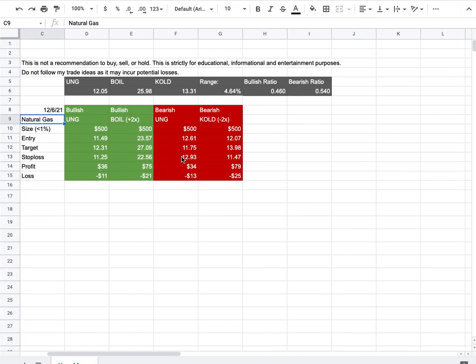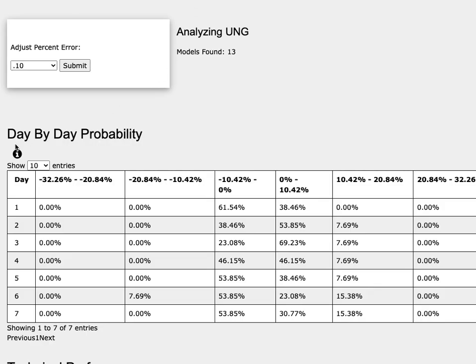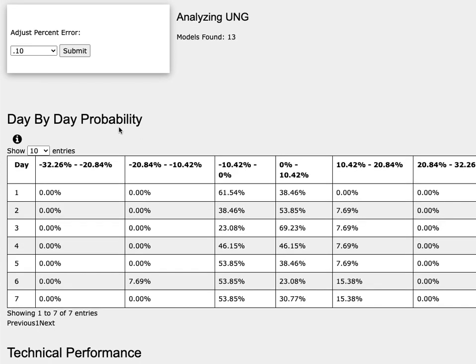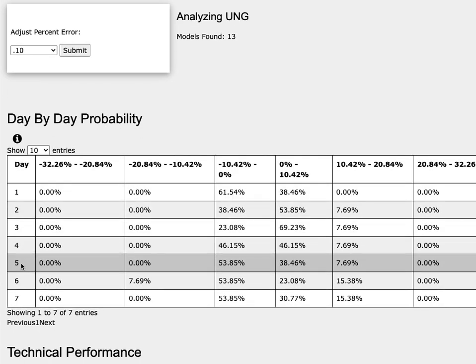So how did I develop these trade ideas? It all comes from the day-by-day probability model. And as we progress to the 5th day, or week of trading, natural gas has a 38% chance to climb between 0 to 10%, an 8% chance to climb between 10 to 21%. To the downside, it has a 54% chance to fall between 0 to negative 10%.